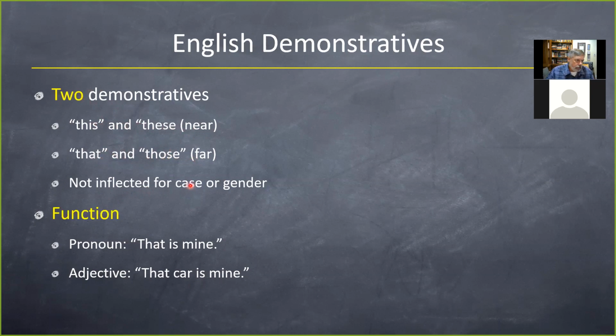Pretty straightforward function. But they can function as a pronoun, such as "that is mine." But it also can function as an adjective, such as "that car is mine." In the case of a pronoun, that, you have to look back to its antecedent, to what it's pointing to, what that is. In the case of an adjective, it's describing, in this case, the car, that car versus some other one.